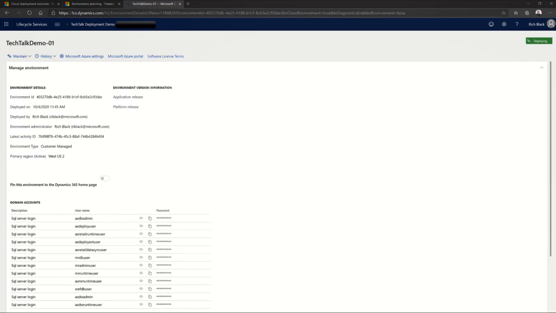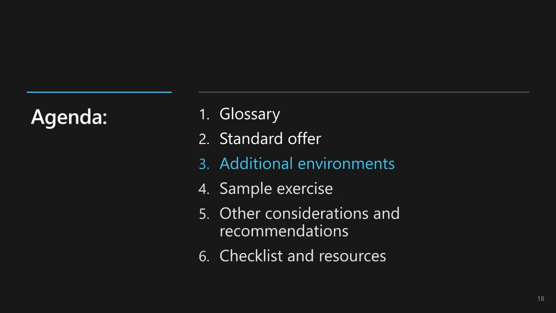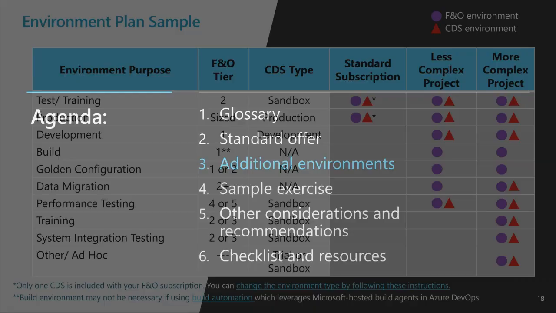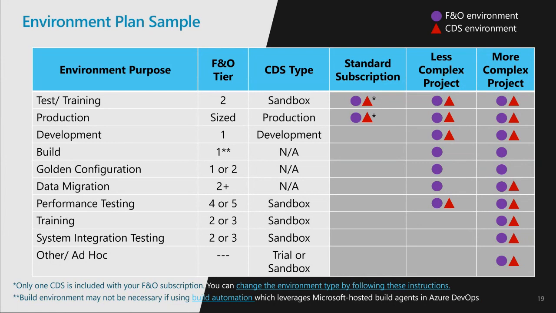So next, I'm going to hand it over to Peter, who's going to tell us a little bit more about these additional environments and how to acquire them. Thank you, Rich. All right, next, let's take a look at a sample. This is a sample of F&O and CDS environment plans for two different types of projects: a less complex project and a more complex project. So let's look at the F&O first.